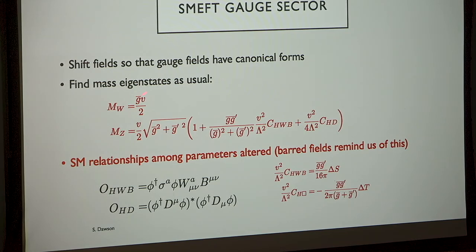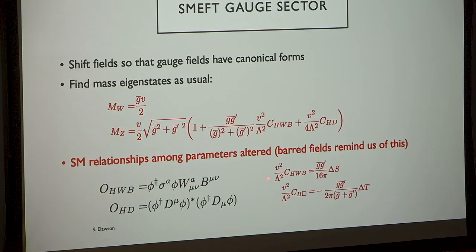So the W mass is the same as before, gv over 2. The Z mass is the same as before, but now it gets corrections from this CHWB and the CHD. So when I define my electroweak theory, and I have my 4 parameters, which I took before, mh squared, alpha, G Fermi, mZ, now all these relationships are going to be different because I have to invert this. But that's okay, I know how to do this. But these 2 operators are nothing new.